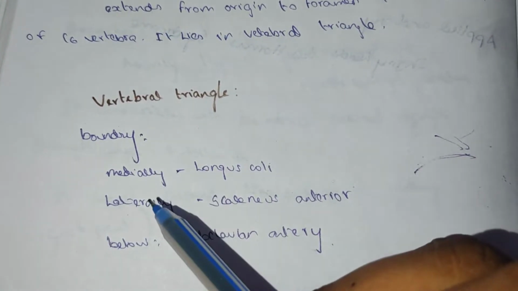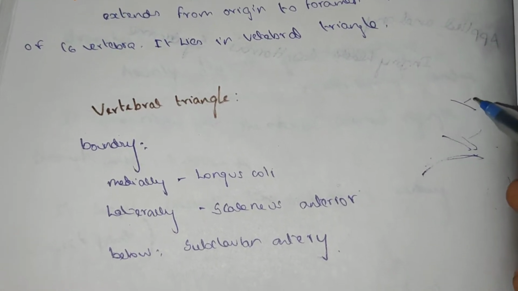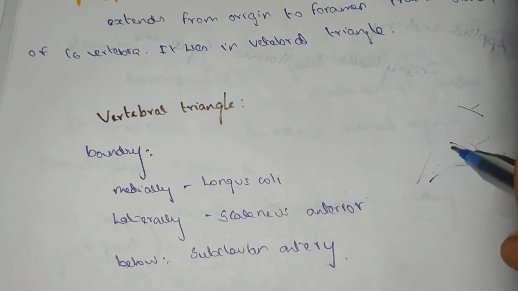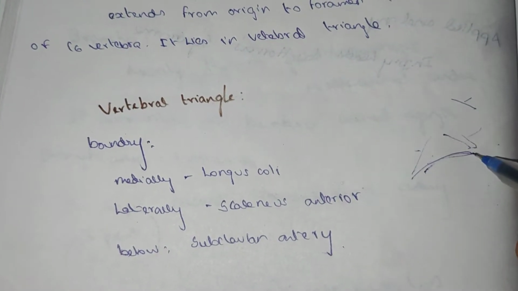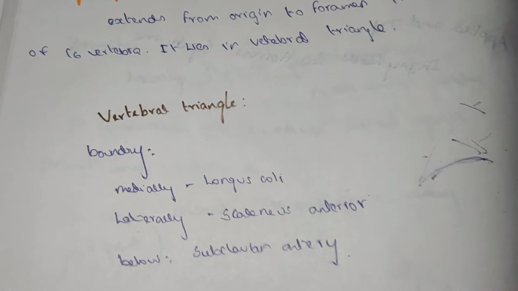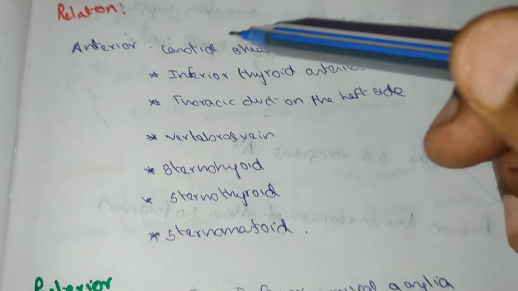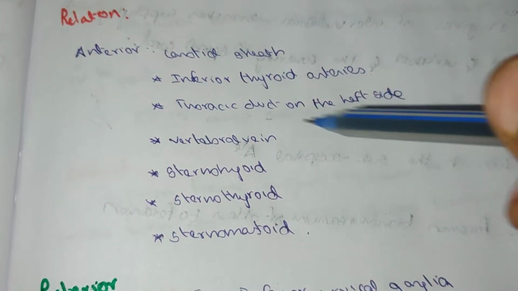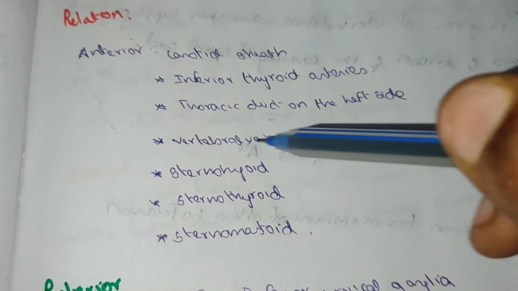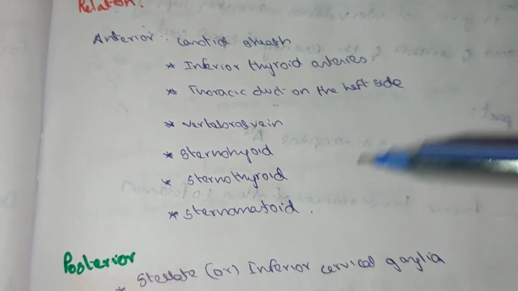The vertebral triangle is made up medially of longus colli, laterally of scalenus anterior, and below of the subclavian artery. The relations anteriorly are the carotid sheath, inferior thyroid artery, thoracic duct on the left side, vertebral vein, sternohyoid, sternothyroid and sternomastoid.